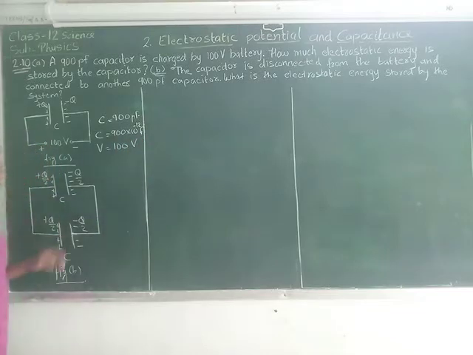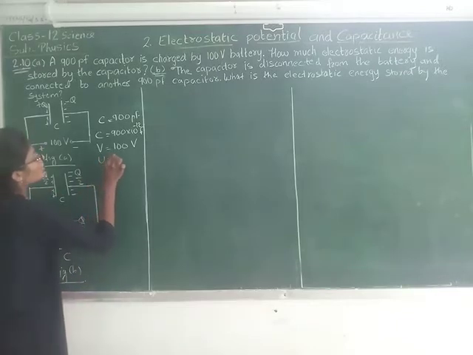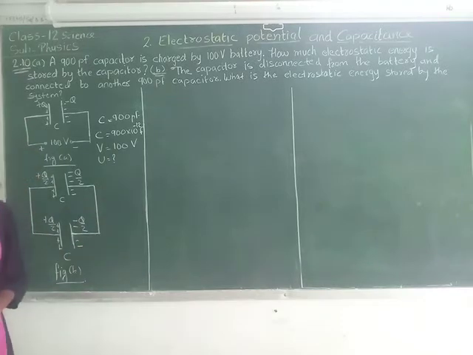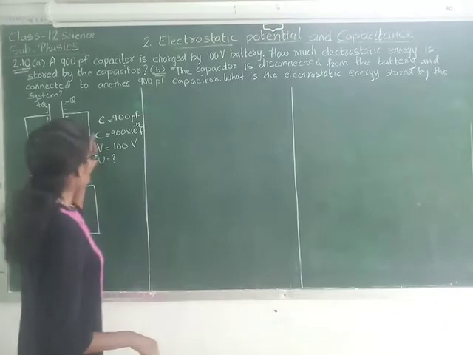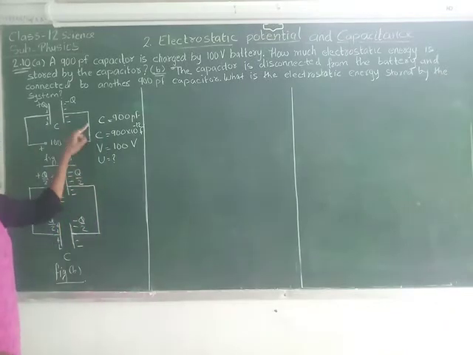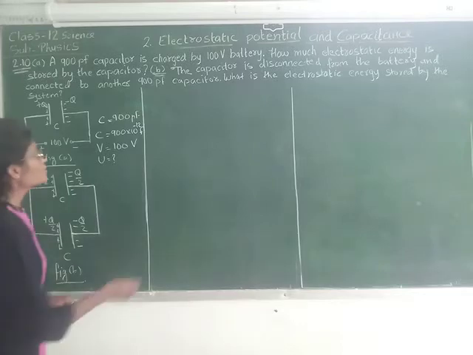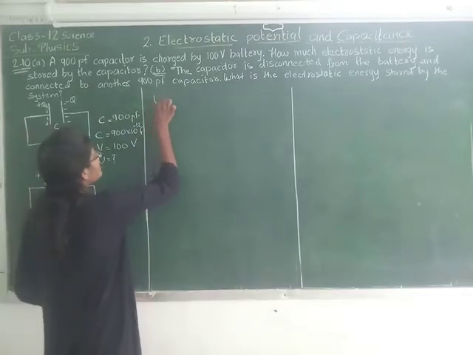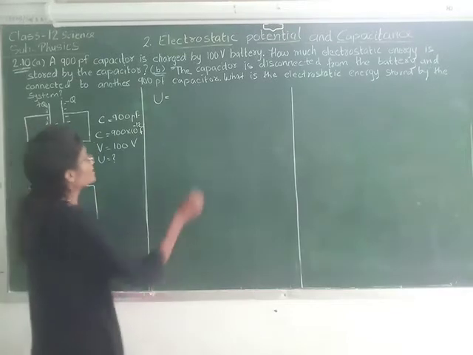Volt. What are we asked to find? The electrostatic energy that is stored by this capacitor. That means you need to find U, right? The potential energy, electrostatic energy. Now see here in this data we have C, we have V, we need to find U, right? So for this we have three equations, as we have already studied in the theory part.